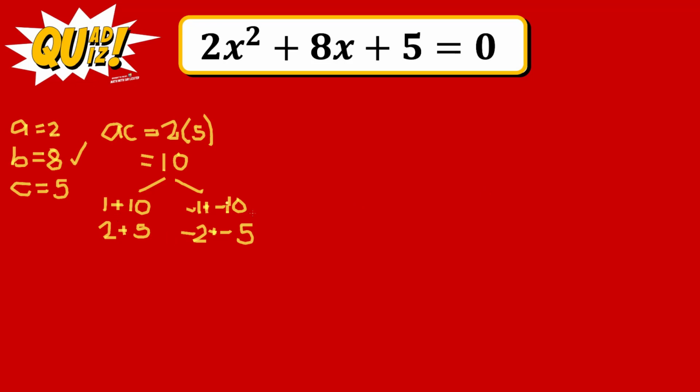But when you look at all of this, 1 plus 10 is 11, 2 plus 5 is 7. Here we have negative 11 and negative 7. In short, none of these 4 pairs will result to 8. This is a proof already that this given quadratic trinomial is non-factorable. And if it's non-factorable, we proceed with this method.